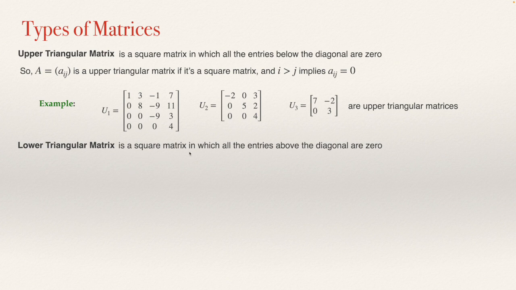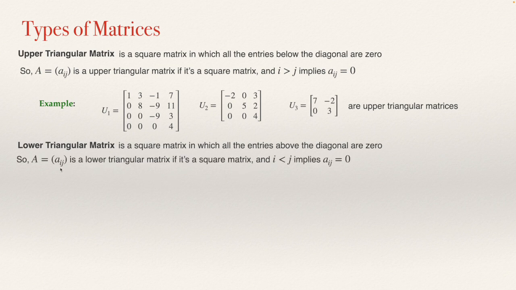It is a square matrix in which all the entries above the diagonal are 0. So, if we say this in symbols, it will be a matrix in which all the elements a sub ij satisfy this condition: if i is less than j, if the number of the row of this entry is less than the number corresponding to the column, that implies that the element will be 0.